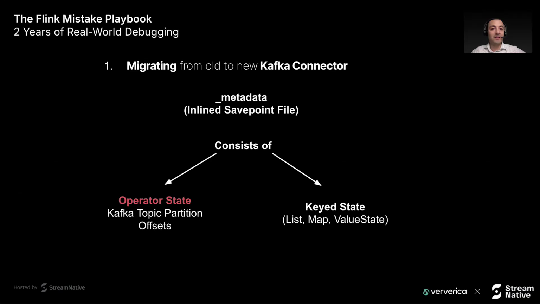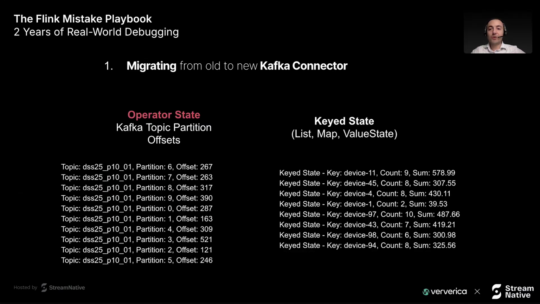So how does that state look? It looks like this. The operator state consists of the Kafka topics that you are reading from, and then it has partitions. Right now in this example, I just have 10 Kafka partitions, so each partition ID has its offset values listed here. And then the keyed state is where you are keying your data, like keyBy, based on, let's say, a device ID. You can see the aggregated values for counts and sums, which make up your keyed state.